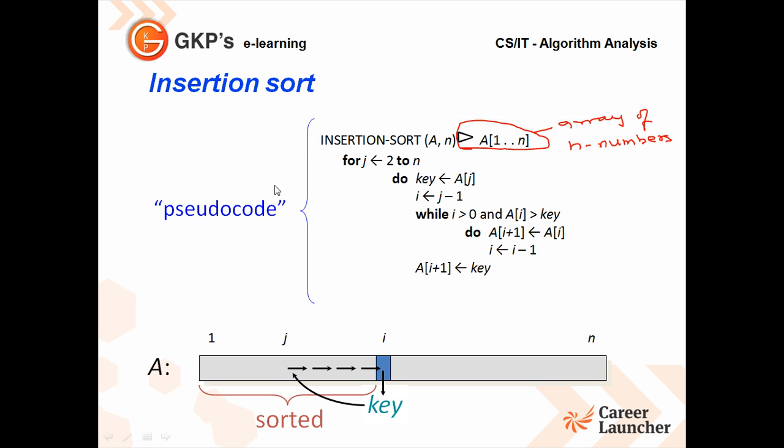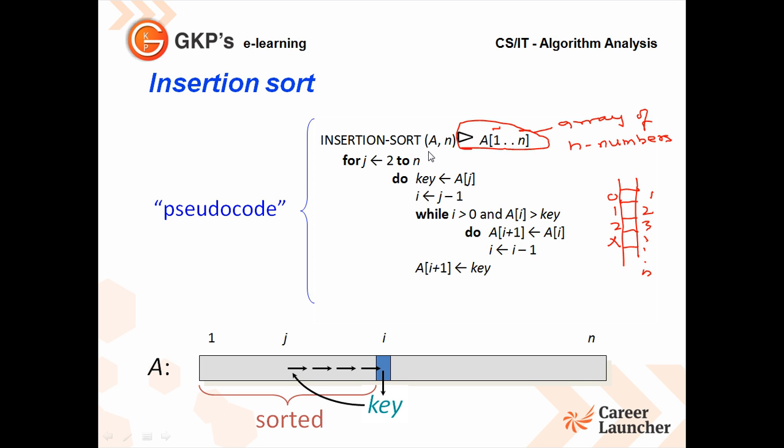Its indexes start from 1 to n. Don't be confused by this. Its indexing starts from 1 instead of 0, because for an array, most probably we start indexing from 0. But here indexing starts from 1, so it's not 0, 1, 2, it's starting from 1, 2, 3, and so on up to n. So how is this algorithm working?